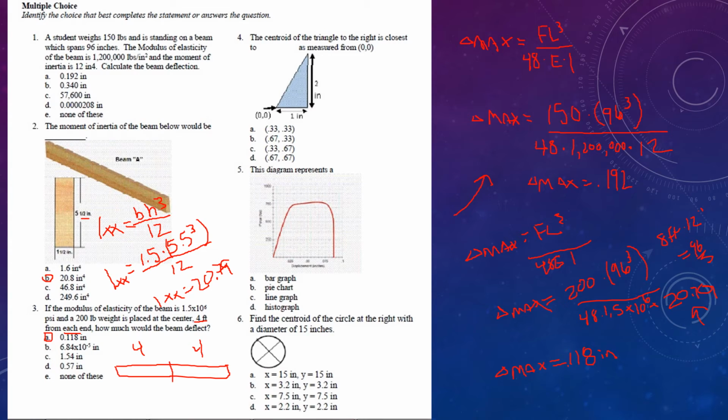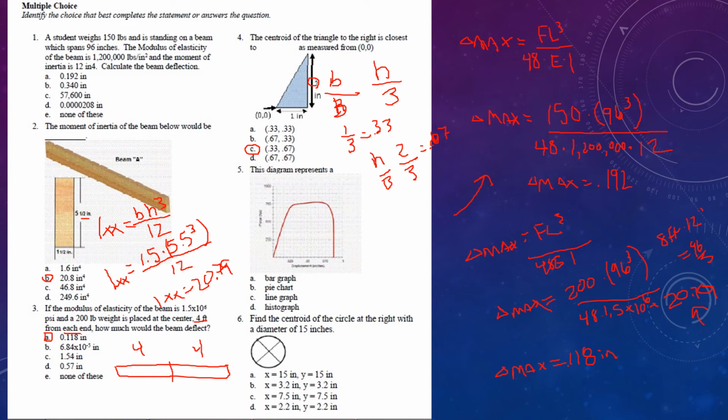And number 4, the centroid of the triangle. You've got to remember, when you're doing a triangle, it's a third base and a third height. So whatever the base is, over 3, whatever the height is, over 3. In this case, the base is your x value, so 1 divided by 3 equals 0.33. And your h is your height, your y value, so h over 3 is equal to 2 over 3, which gives you 0.67. So your answer is going to be C, 0.33 and 0.67.